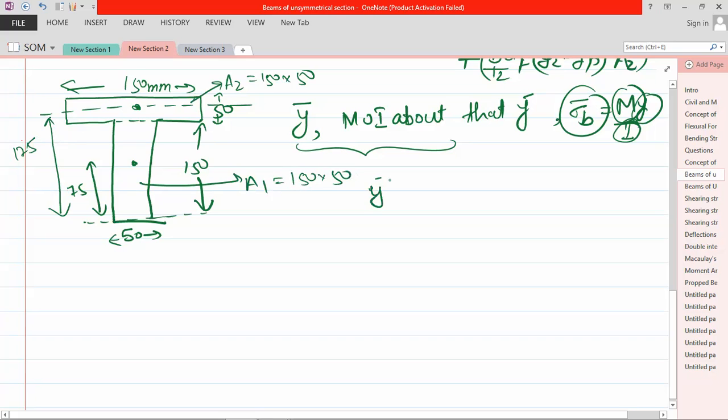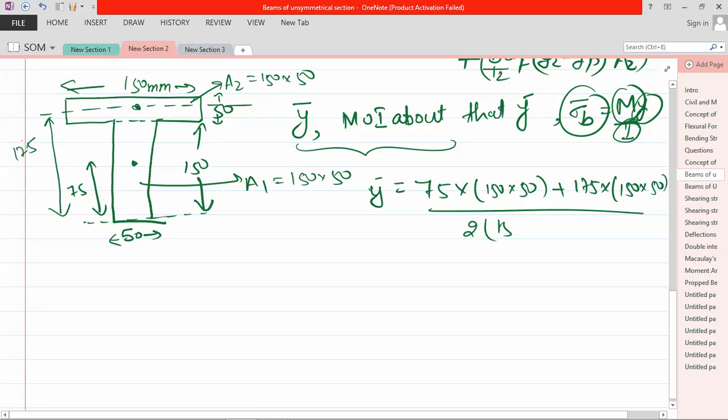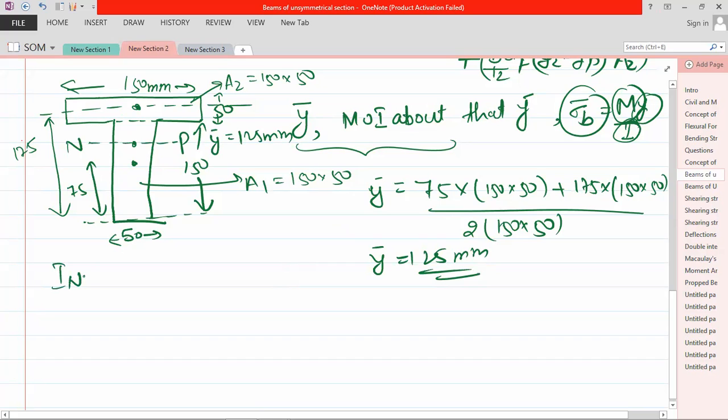Now y bar is equal to, from the base, (75 into 150 into 50 plus 175 into 150 into 50) divided by 2 times 150 into 50, because both are of the same area. If you solve this, you get y bar as 125 mm from the base. Somewhere here y bar is 125 mm. This is your neutral plane, because it passes through the center of gravity of the body. You have to find I about the neutral plane.